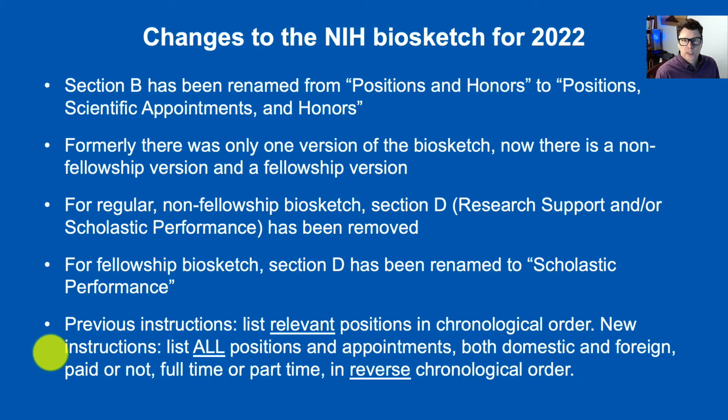Now, if we come back to the Positions, Scientific Appointments, and Honors section, in the previous Biosketch instructions, where it was just called Positions and Honors, the instructions said to list relevant positions in chronological order. So the NIH left it up to each applicant to decide what is and what is not relevant. Now, in the new instructions, what it says is to list all positions and appointments, both domestic and foreign, paid or not, full-time or part-time. So no longer is the applicant deciding what is relevant. NIH is asking the applicant to list everything and then let them or the reviewers decide which ones are relevant. The other change is that in the new instructions, the positions and appointments should be listed in reverse chronological order.